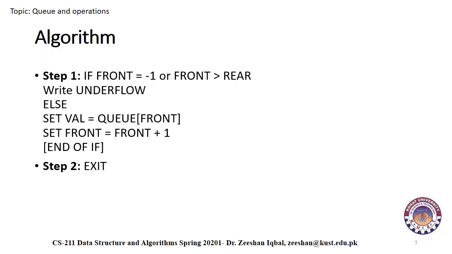Here we can see the pseudocode of the algorithm for the deletion process. In step 1, we have to check if front is equal to -1 or front is greater than rear. It indicates an underflow condition, so we have to write underflow and move to step 2. In the else case, we have to return the value of front to the calling function and increase the front position by 1 by setting front is equal to front plus 1.